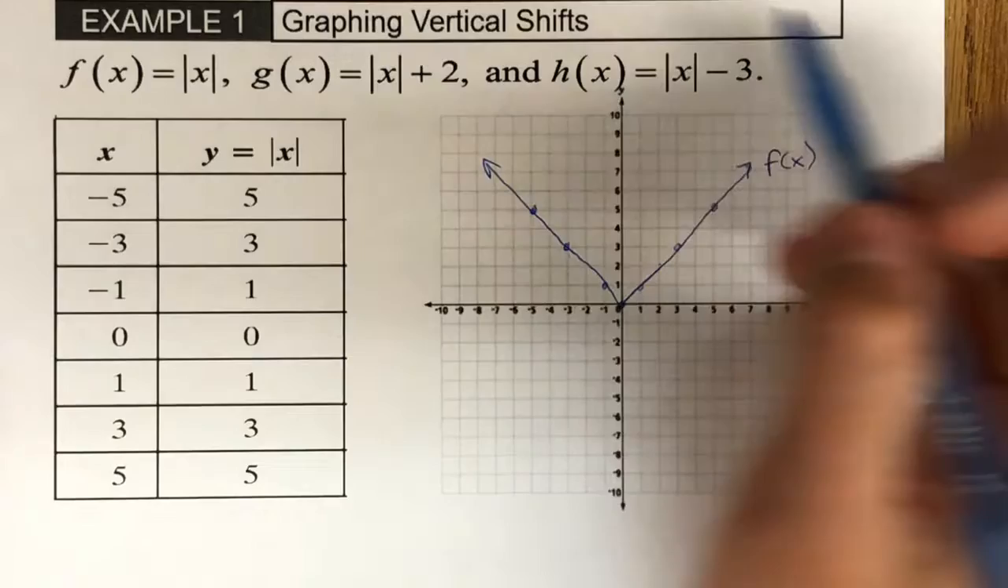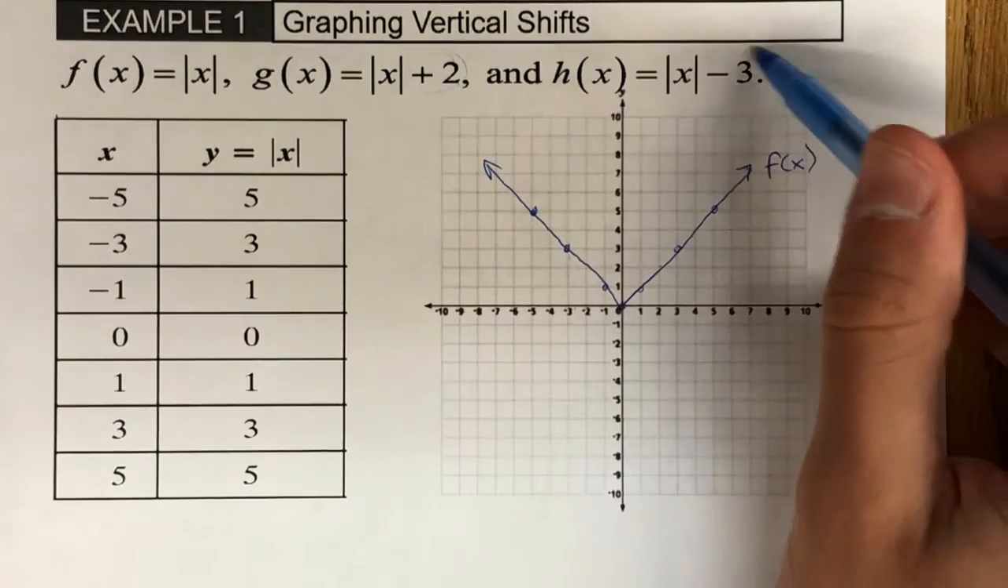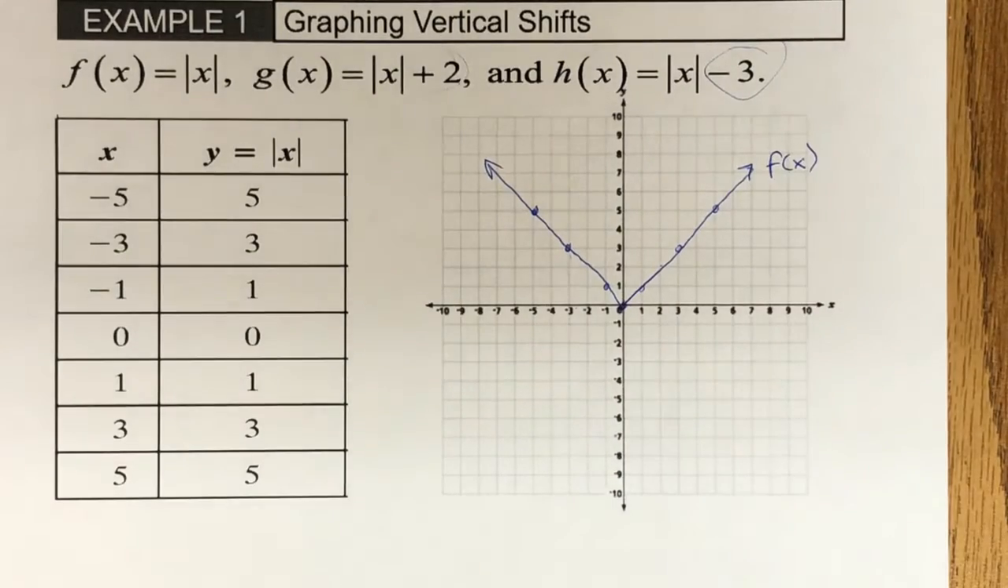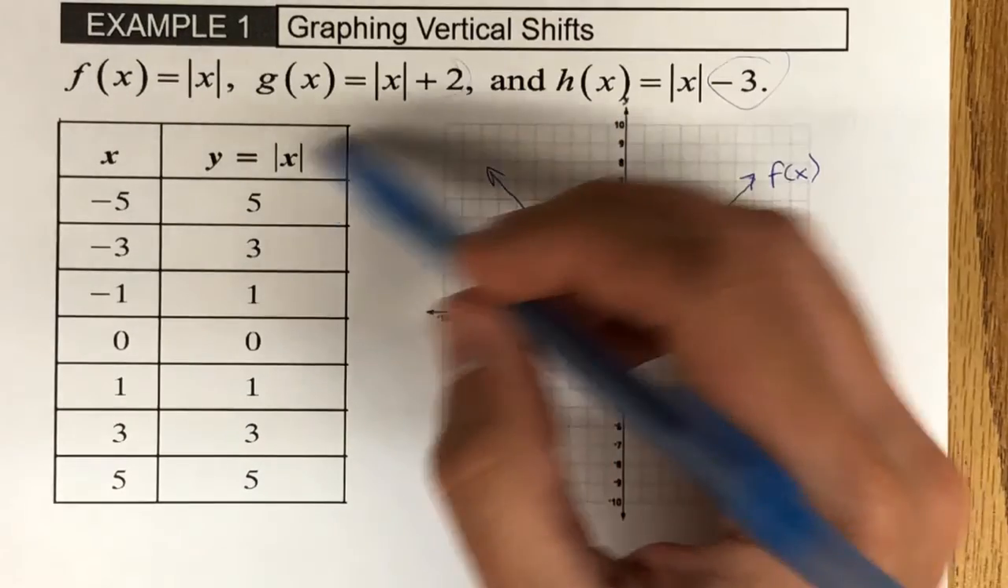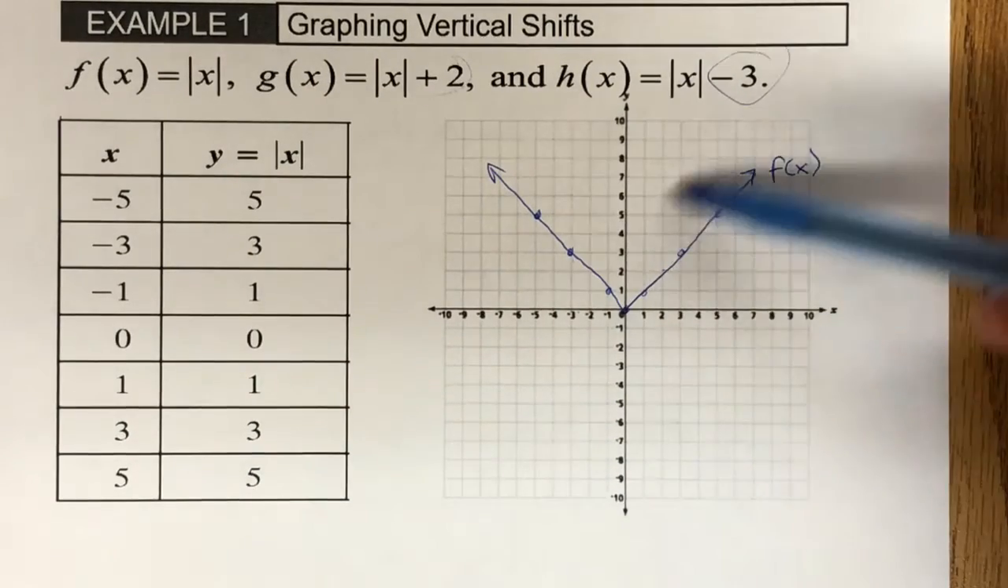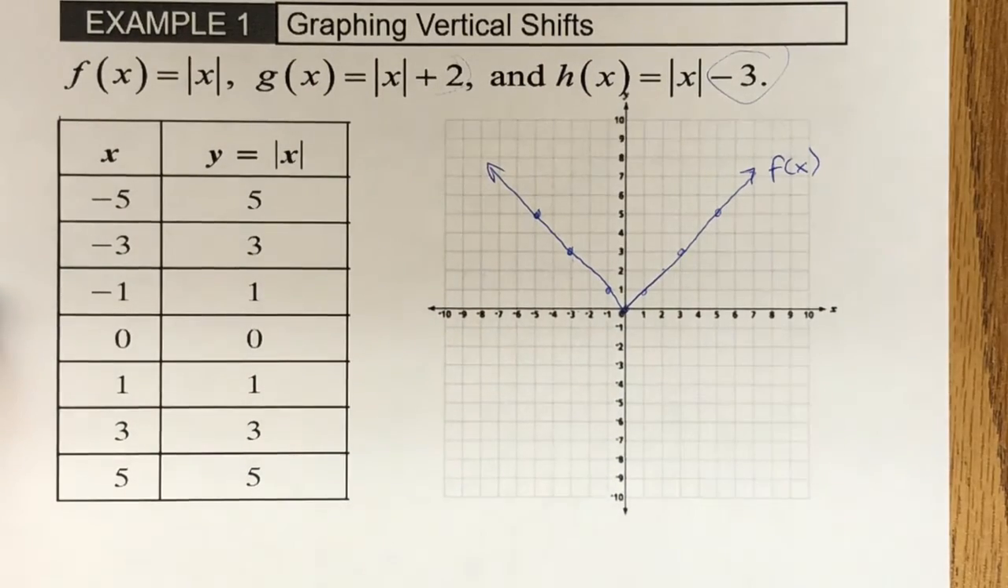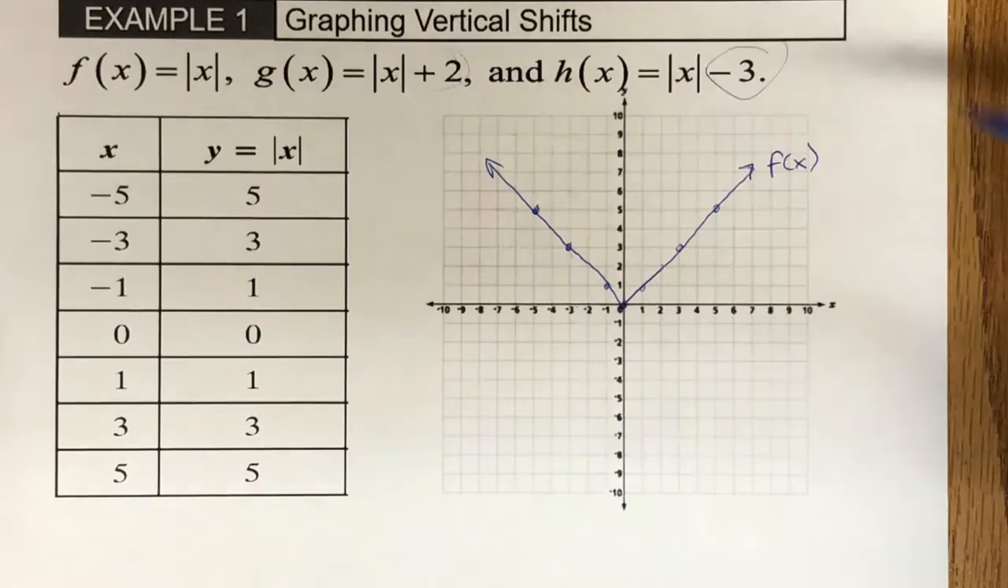Vertical shifts occur when you're adding or subtracting things on the outside. So there are two ways you can plot these. One, you can just plug in values and get them that way and plot them accordingly. Or we can use the parent function to graph our shift.